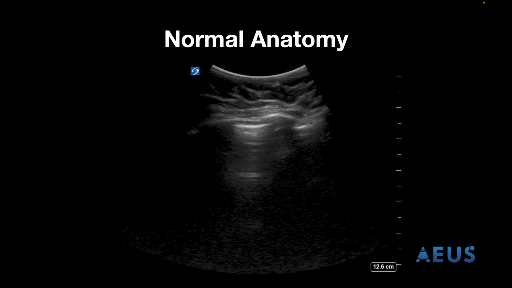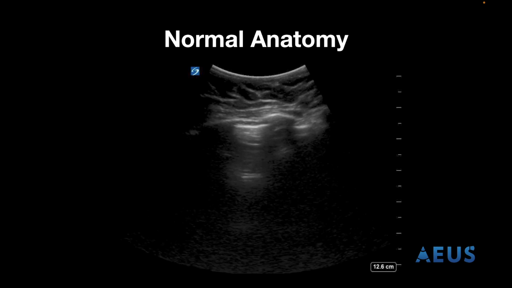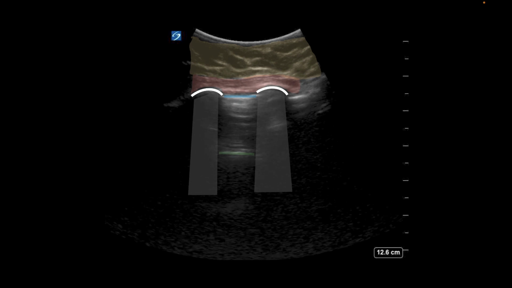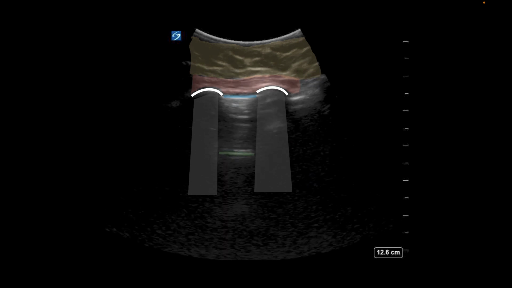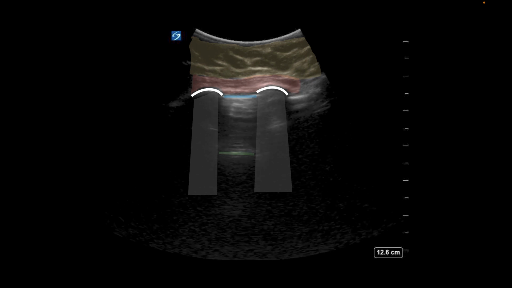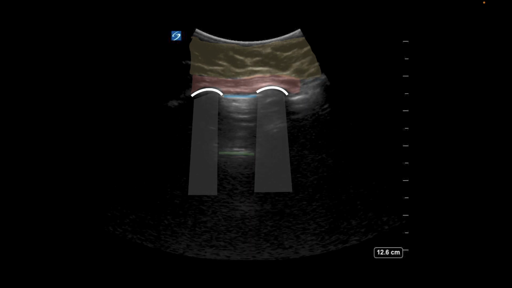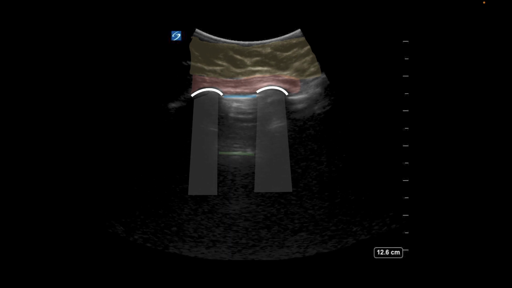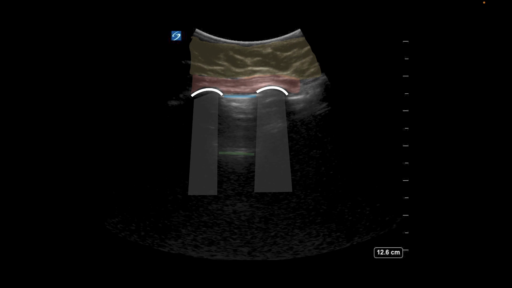From superficial to deep, we first see the subcutaneous tissue outlined in yellow. Beneath that, the intercostal muscles are outlined in red, followed by the pleural line in blue, where we see lung sliding. Finally, the green lines, representing A lines, which are a reverberation artifact of the pleural line, equally spaced within the aerated lung. All of these structures are centered between two shadowing ribs outlined in white on either side.